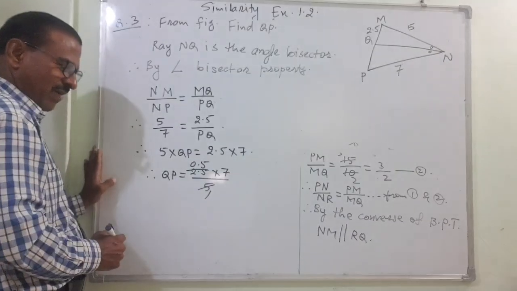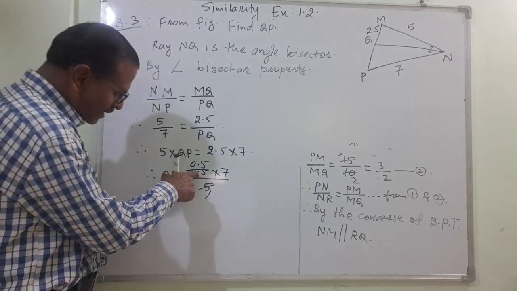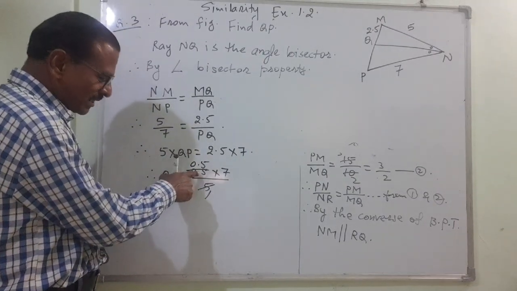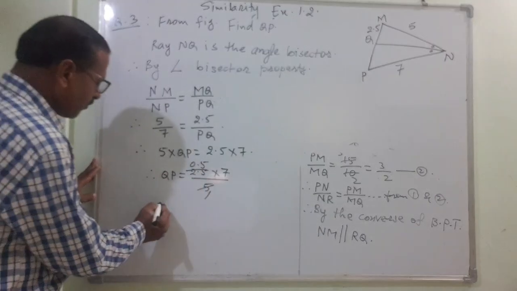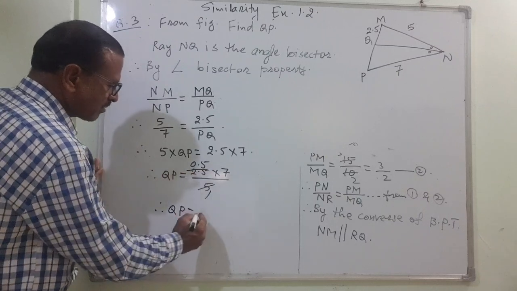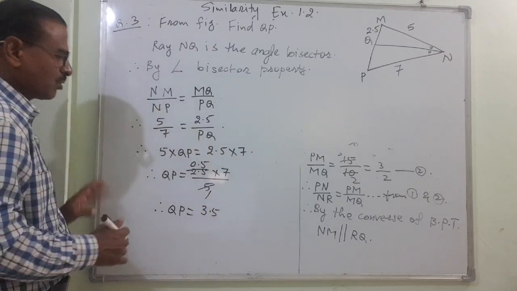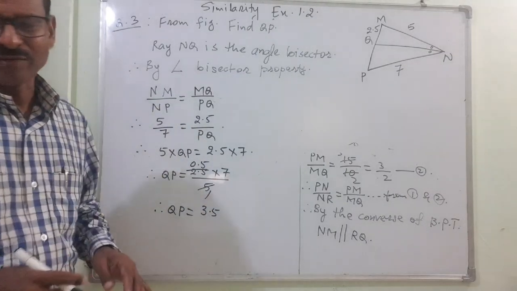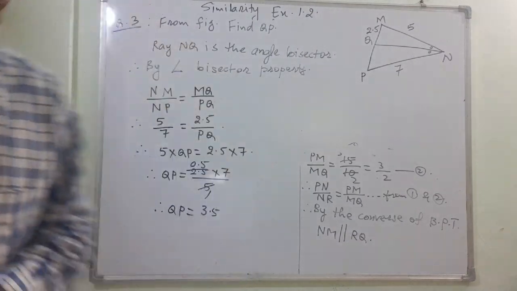Now you see that there is a decimal point, so 5 ones are 5, and here it will be 0.5. While cutting this, make sure that the decimal point which exists is not cut by your cutting line. Therefore, QP is equal to 0.5 into 7, which is 7 5s are 35, and 1 decimal. So answer QP is equal to 7.5. Hope you have done it and understood also.